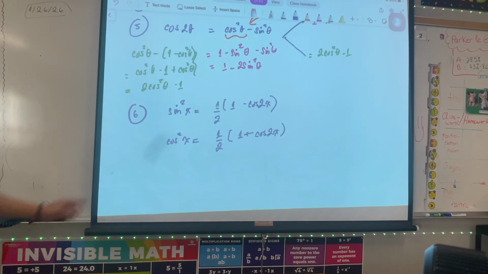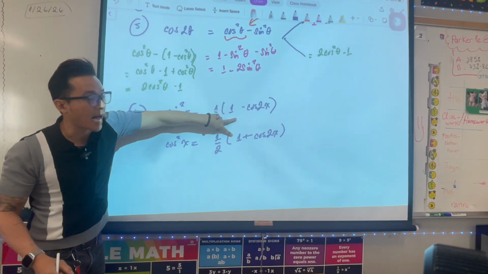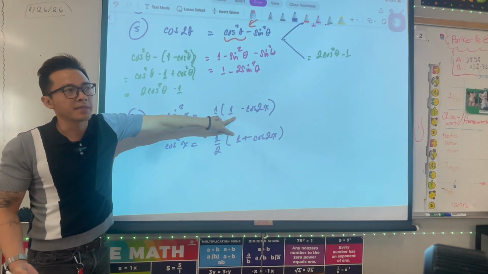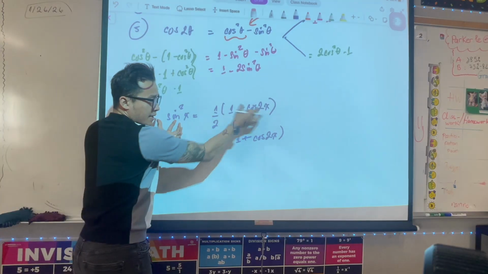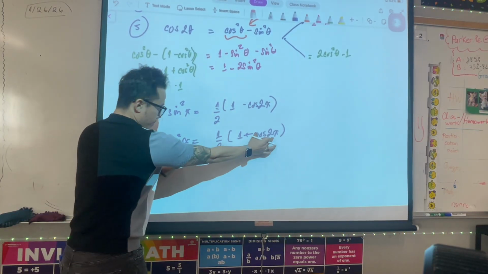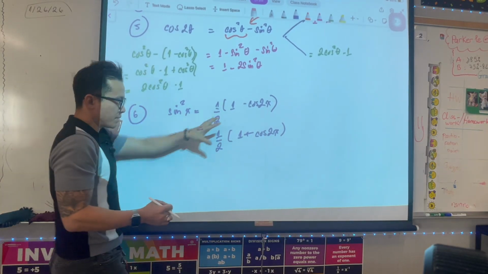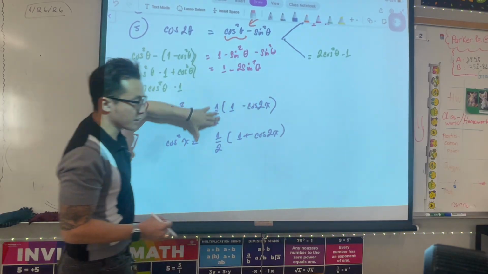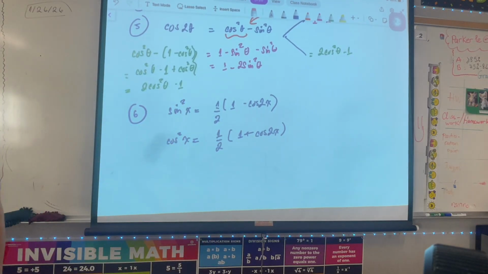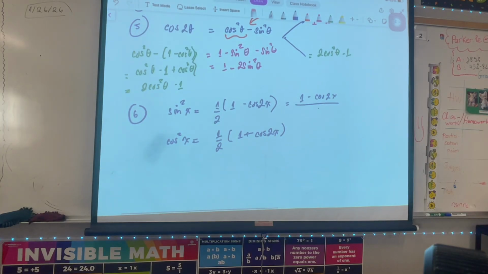Okay, so exactly the same. It's just a different sign. So how do I remember this? I just remember, oh, sine and cosine, different thing, minus. Same thing, cosine and cosine, plus. But you need to memorize the structure though. 1/2, 1 minus cosine 2x. Or you can write 1 minus cosine 2x over 2. Same thing. So far so good?